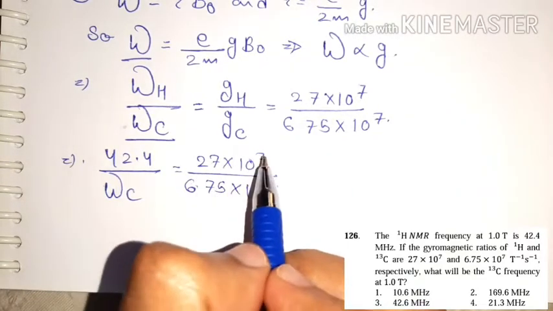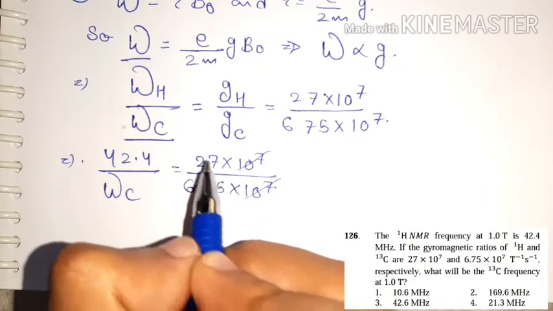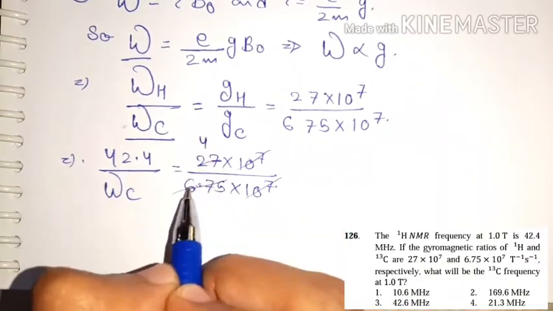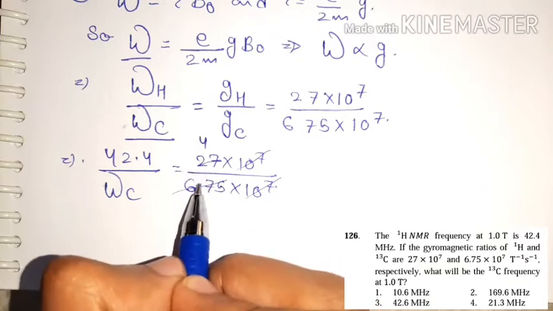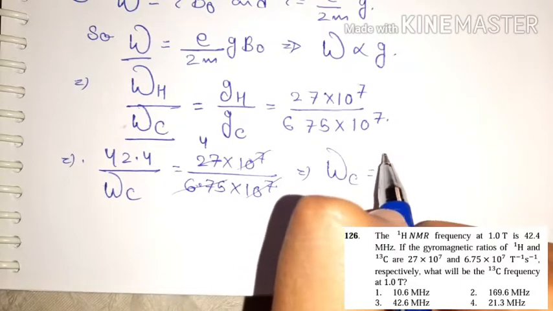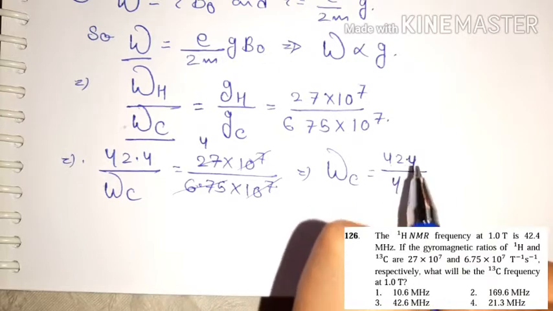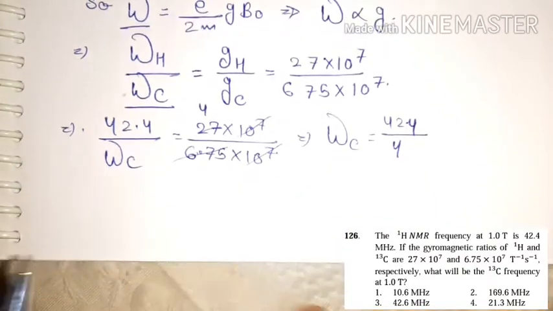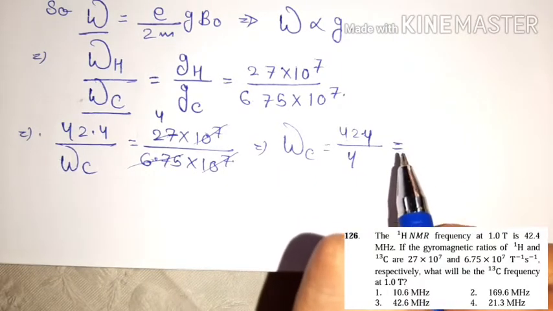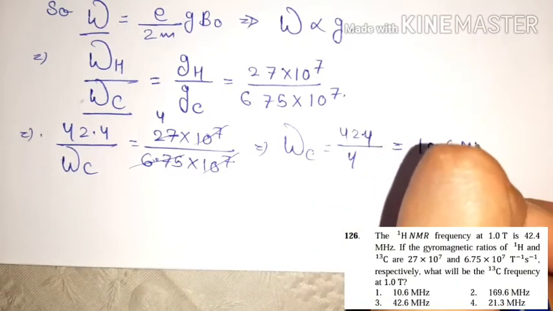Understand? This 10 to the power 7 will be cancelled out by this 10 to the power 7, and 27 is cancelled out 4 times by 6.75. So the frequency of C13 is 42.4 megahertz upon 4. The frequency at 1 Tesla is 10.6 megahertz.